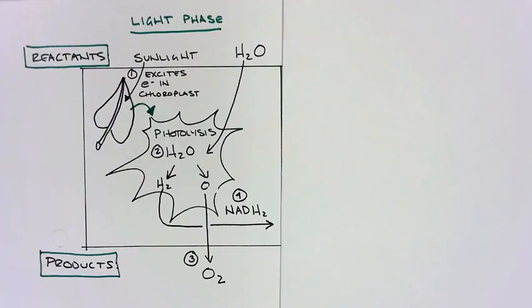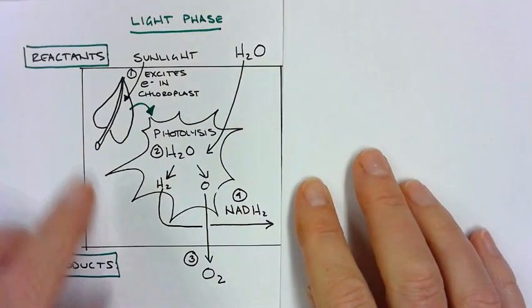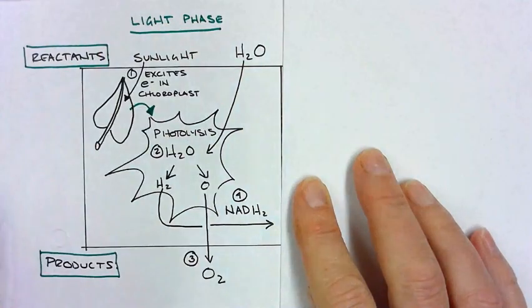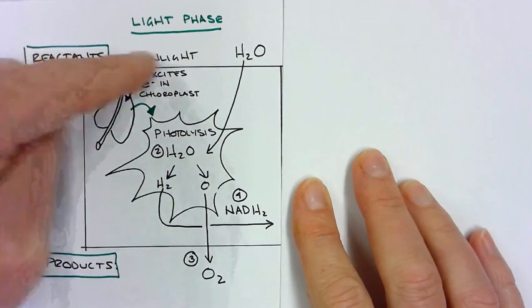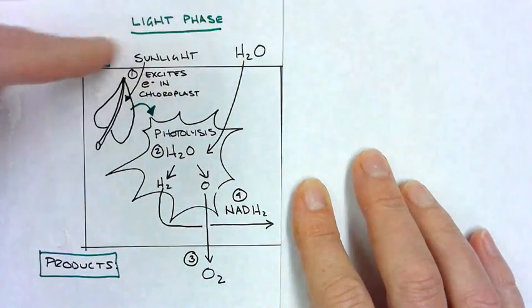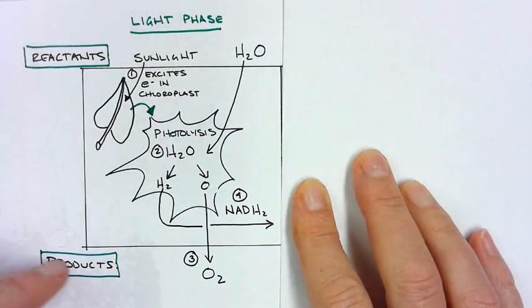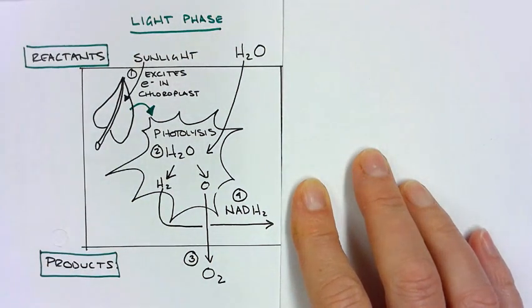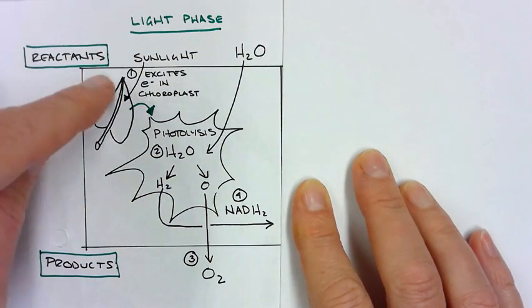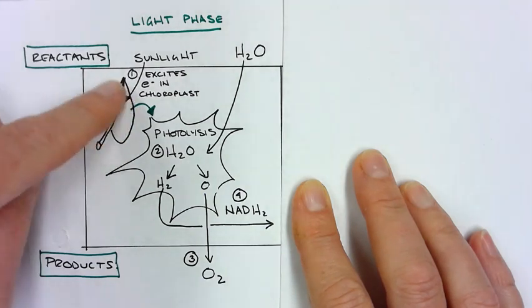Let's take a closer look at the pathway of photosynthesis. There's 2 phases to this. There's something called the light phase, which is the first one. Items across the top are our reactants, and things across the bottom are our products of photosynthesis. This is a leaf right here.